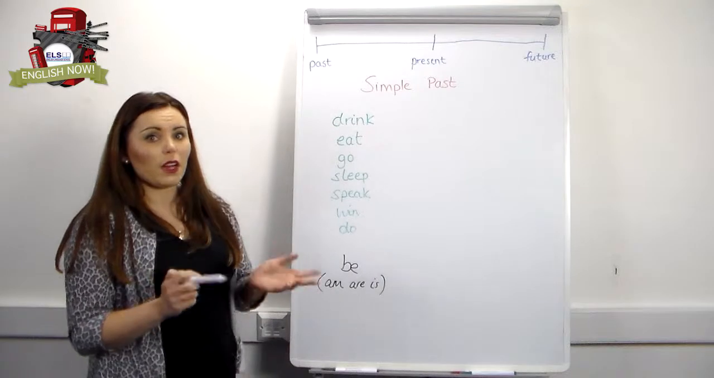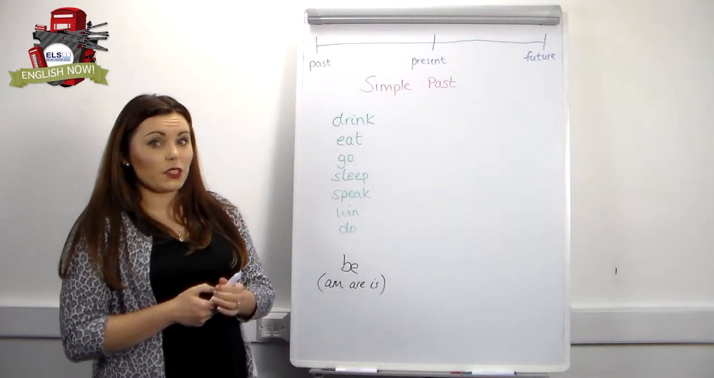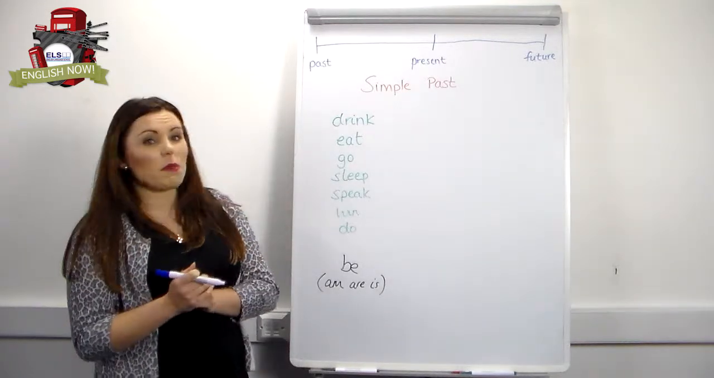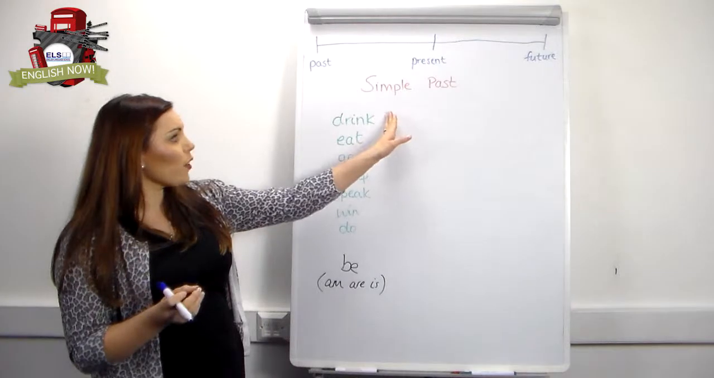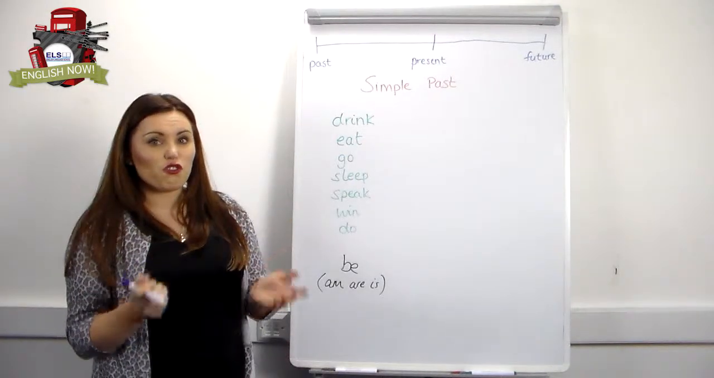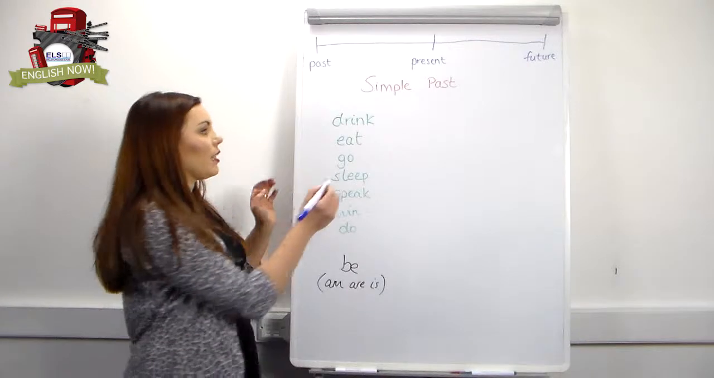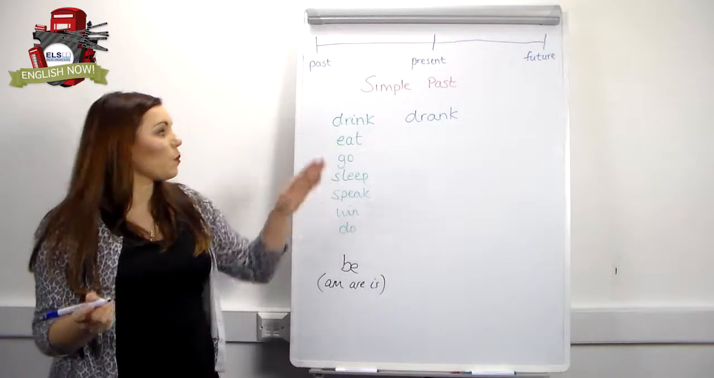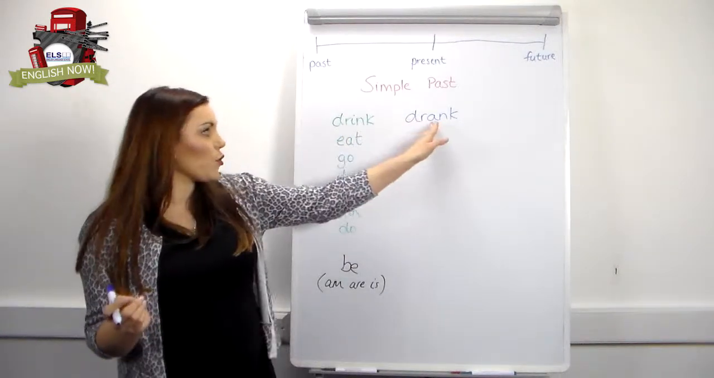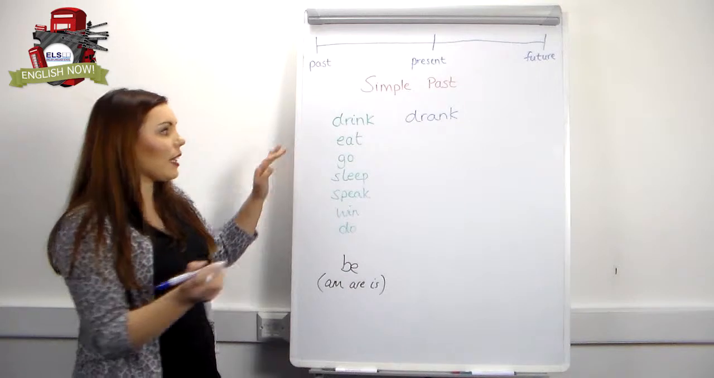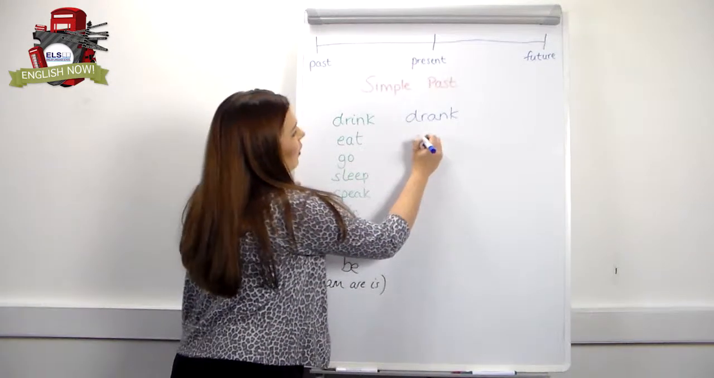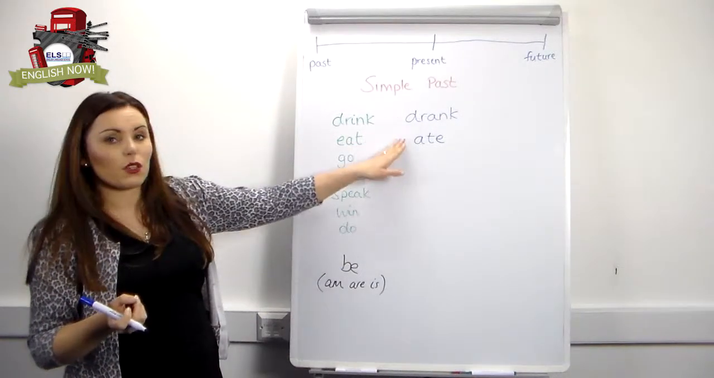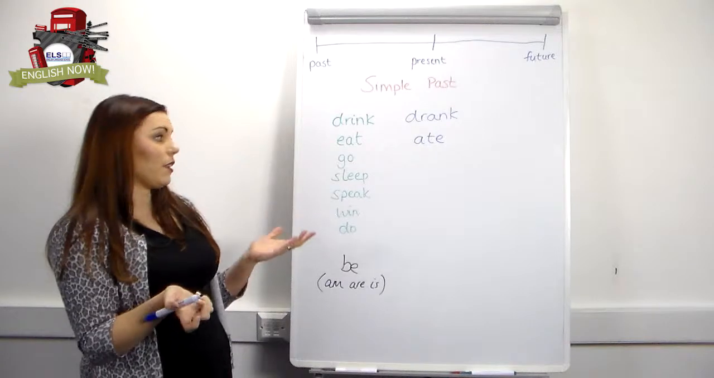Let's have a look at the irregular verbs. These are ones that don't follow any patterns, which can get quite confusing, and unfortunately, you will have to learn these. Let's have a look at the most common ones. Drink doesn't change to drinked. We can't just add ed. It changes to drank. We've actually changed the i to an a. Eat is not eated, it's ate. No link to the one before. There's no patterns, as we've said.